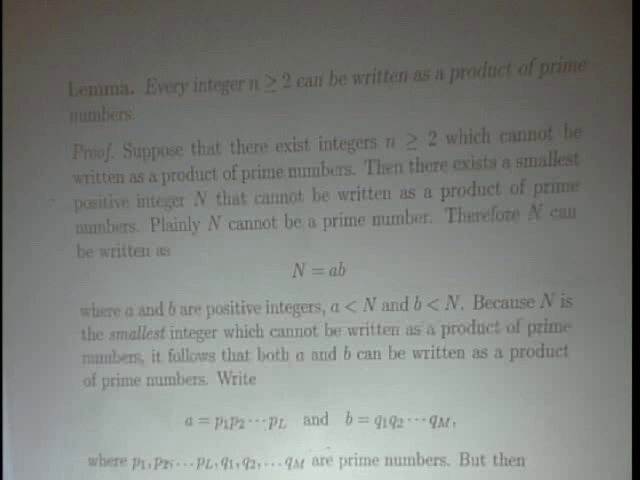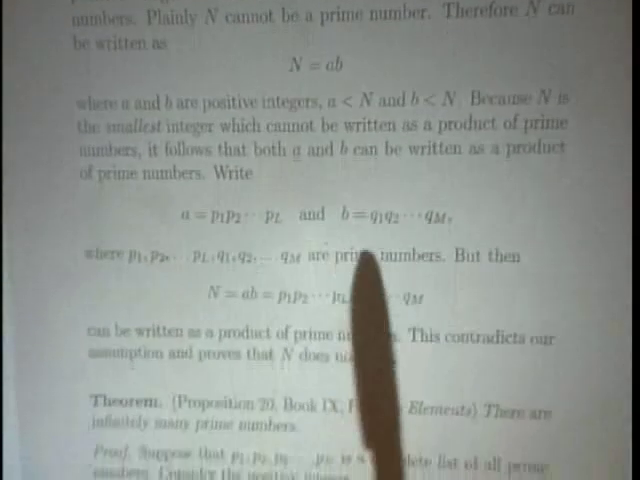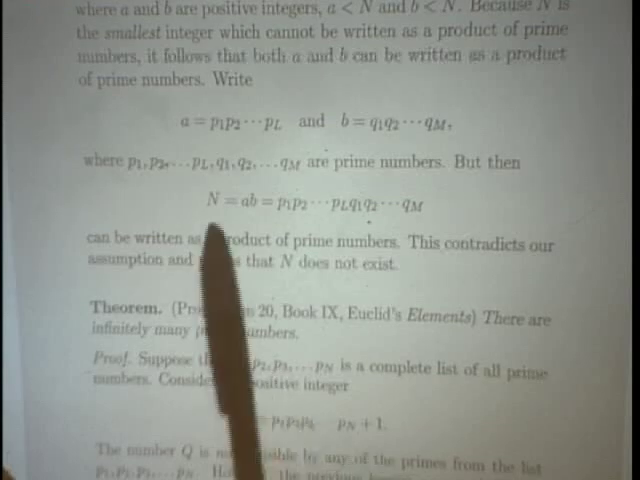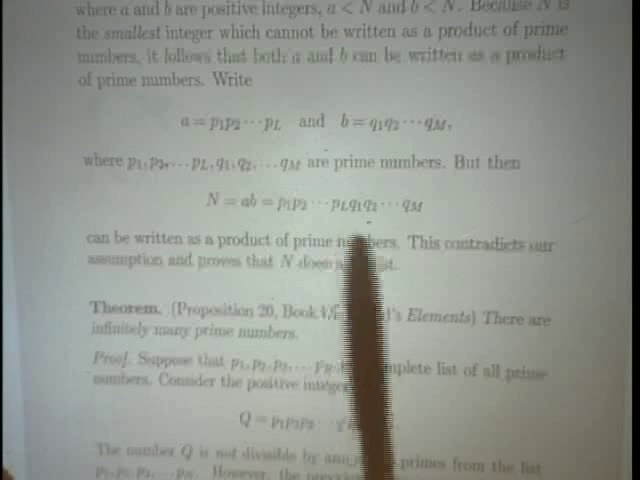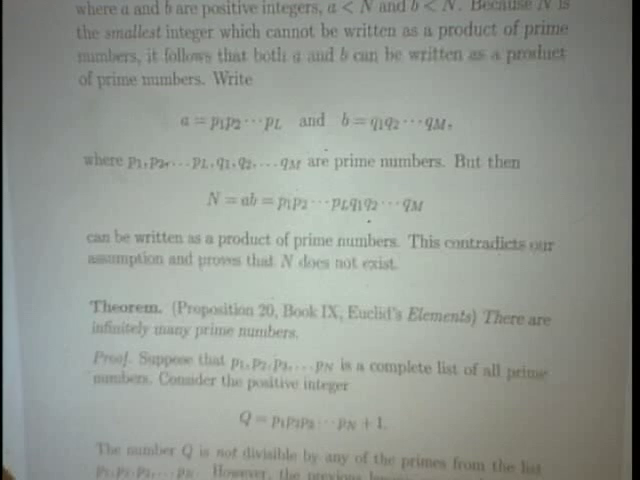So we write a as p1 times p2 through pl, so those are primes. And b is also smaller than capital N, so you can write that out as primes, q1, q2 through qm. Well, then obviously all you have to do is write a and b together, and you've written capital N as a product of the p's times the q's. So in fact, we reach a contradiction. Capital N can be written as a product of primes. And so the set of integers which cannot be written as a product of primes must be empty. And so that's essentially the proof of this lemma.